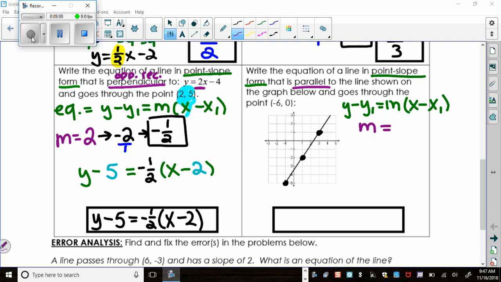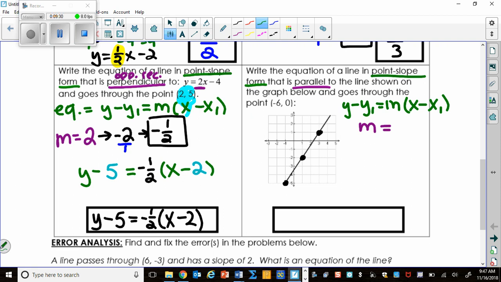Alright, so write the equation of a line in point-slope form that is parallel to the line shown on the graph below, and it goes through the point -6, 0. So I've written down my point-slope equation. I've underlined the word parallel because I know that when I find a slope, it has to be the exact same slope. So I found 3 endpoints on my graph here that I'm going to use to find my slope.